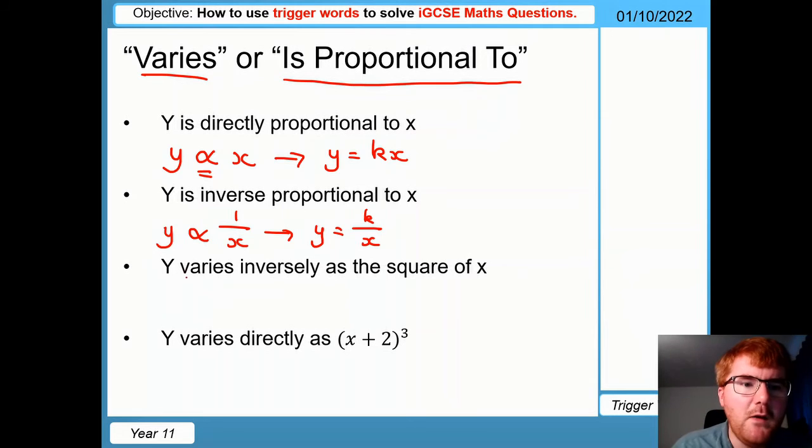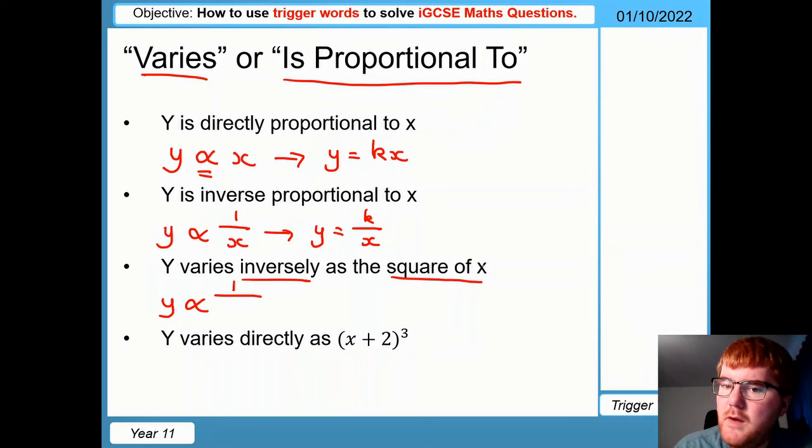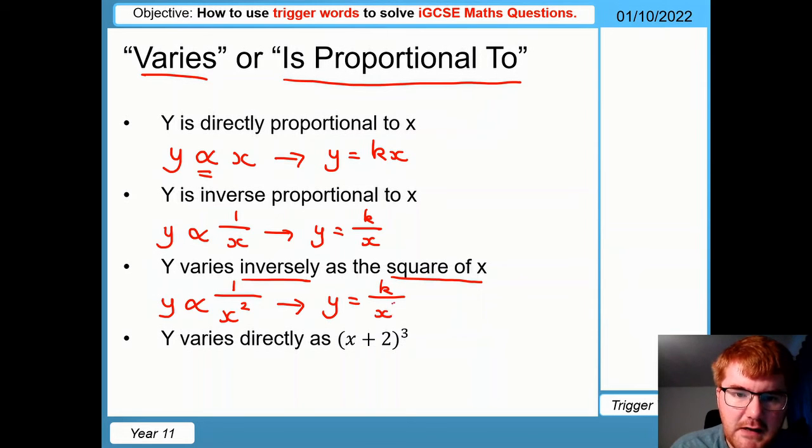So this one here, y varies inversely, so it's going to come from part 2, as the square of x. How do I write this? Well, I'll go y is inversely proportional, so fraction, and we want the square of x, so x squared. If we translate that into an equation, we get y equals k over x squared, just like that.